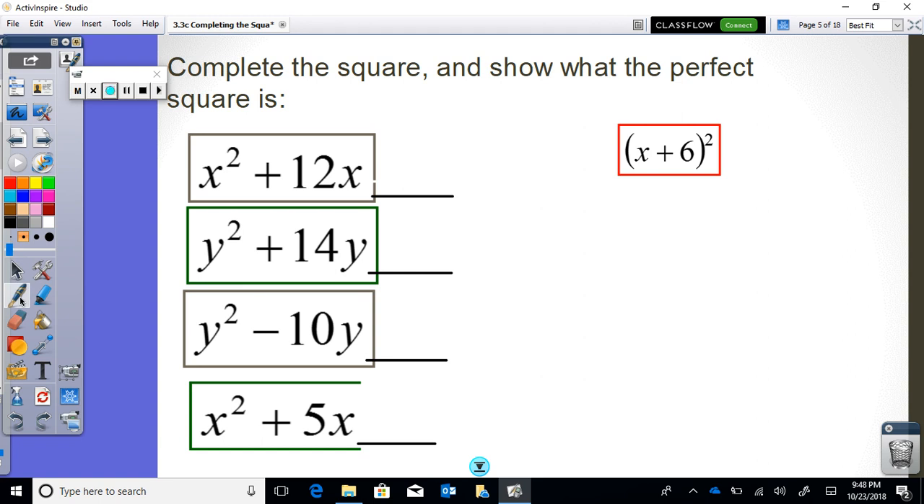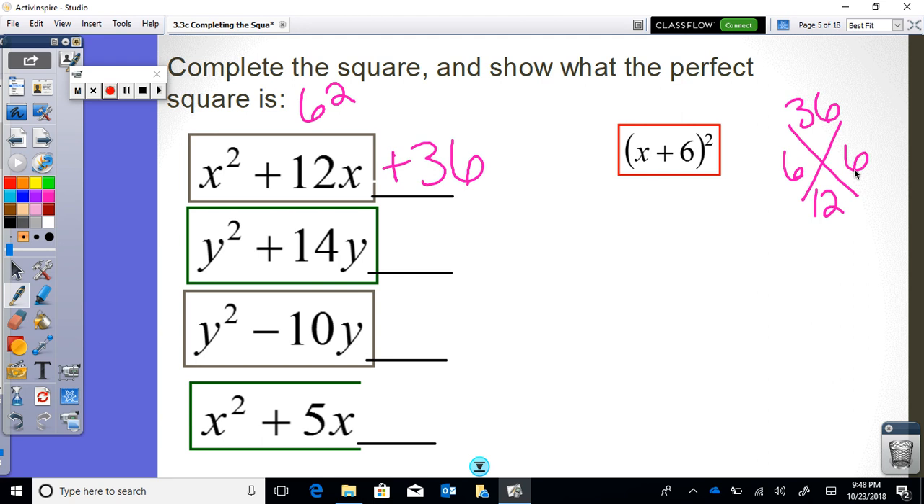Okay, so this is the first one, and you have x squared plus 12x plus blank. So you take half of the middle, which would be 6, and then 6 squared is 36. And then that factors because if you think about what multiplies to 36 and adds up to 12, well, that's 6 and 6. So this would factor to x plus 6 times x plus 6, or x plus 6 squared.